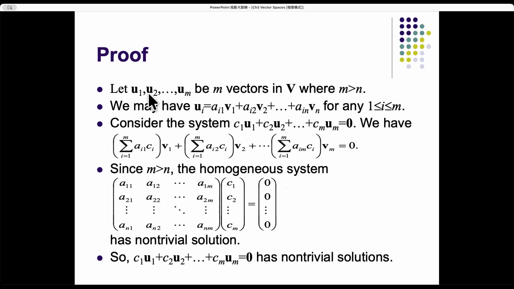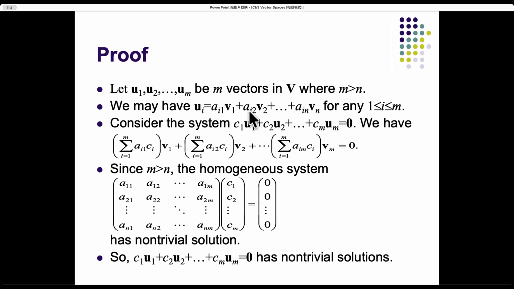U1 as a linear combination of V1 to Vn. U2 can be written as a linear combination of V1 to Vn, and so on. So we write Ui to be Ai1 V1 plus Ai2 V2 plus and so on, plus Ain Vn. This is valid for U1, U2 up to Um, because each of these Ui is a vector in V, and V1 to Vn spans any vector in V.